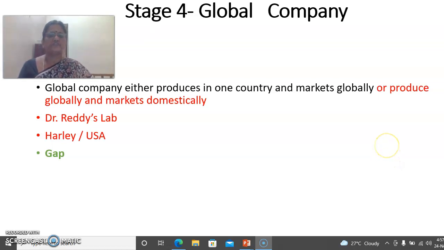The fourth stage is global company. A global company either produces in one country and markets globally or vice versa, that is, produces globally and markets domestically. Examples, Dr. Reddy's Labs, Parle, Gap.